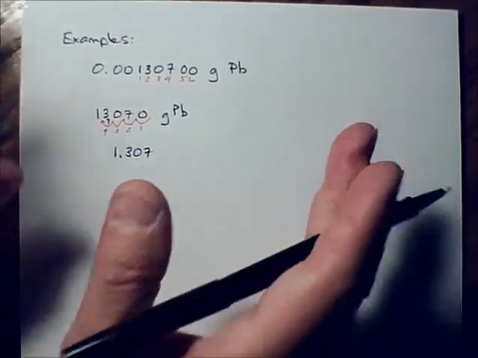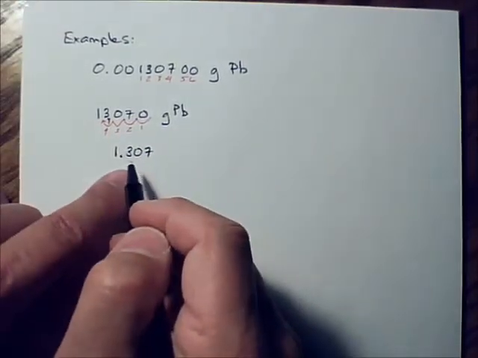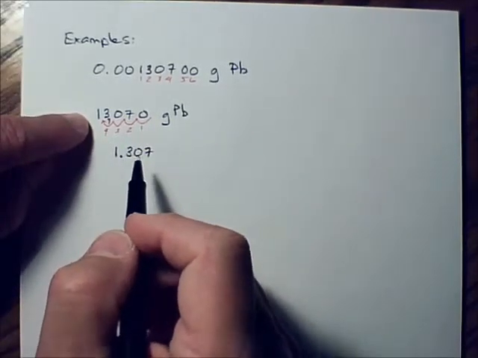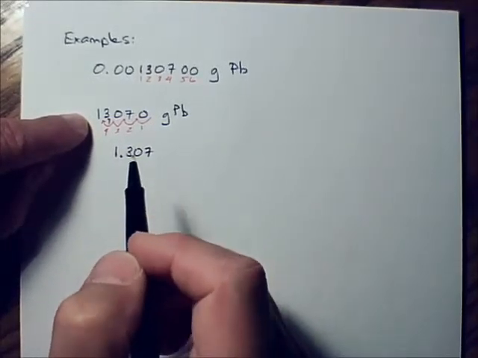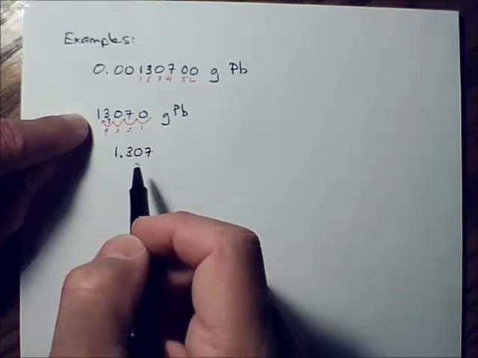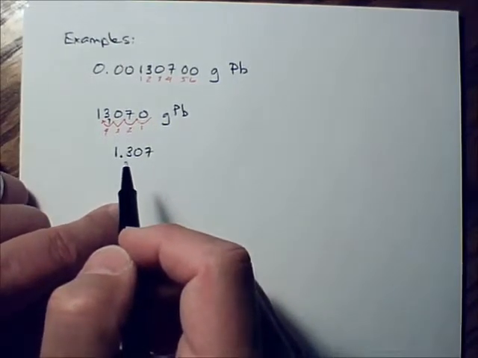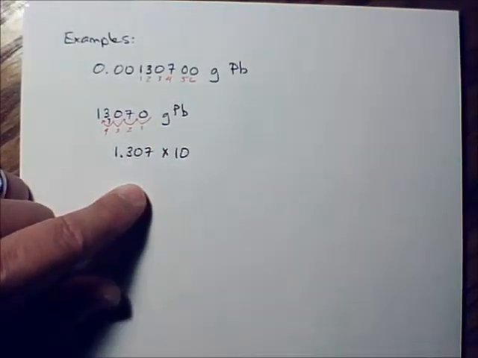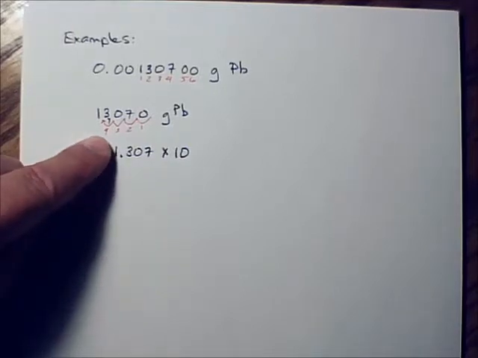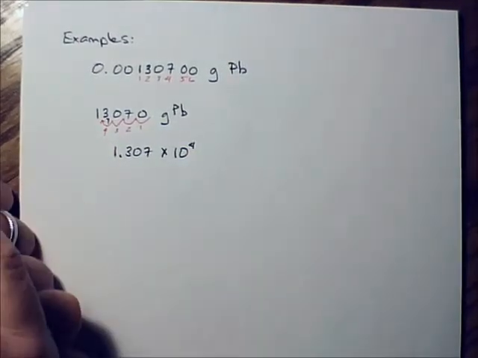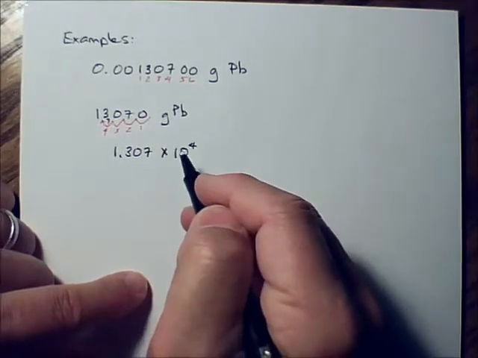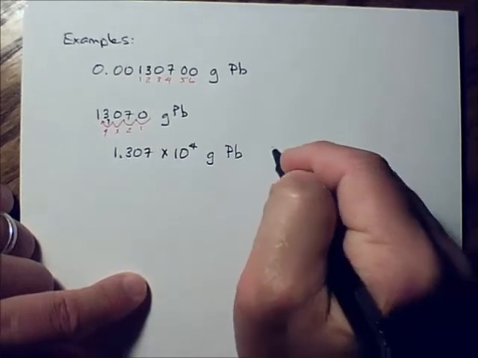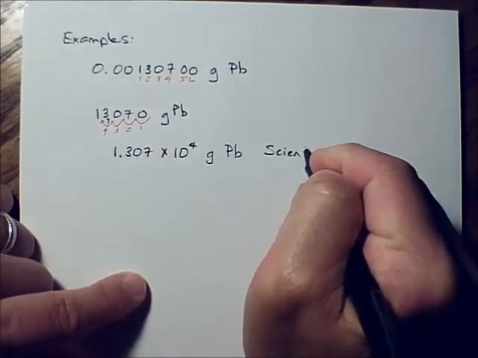I can't change the order of magnitude. Okay, this number right here is 4 orders of magnitude smaller than that one. What I need is a way of writing it so I keep the order of magnitude, but show the right number of significant digits. Okay, so that's times 10 to what power? 4. Because I moved it to the left 4 times. Okay? Grams of lead. So this is the way you write scientific notation.